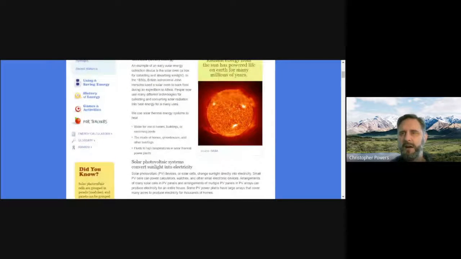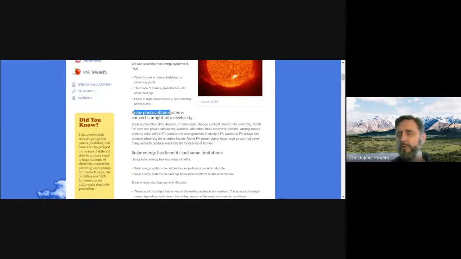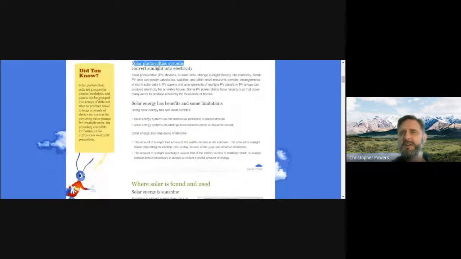Okay, you can go through there, and we use solar thermal energy systems to heat water in homes, buildings, or swimming pools, of course. Inside homes, greenhouses, and other buildings, and to heat fluids to high temperatures in solar thermal power plants. You have the solar photovoltaic systems it talks about. Okay. Solar energy has benefits and some limitations. Okay, so what are the limitations? We know that it can be produced with limited air pollutants or carbon dioxide, and buildings have minimal effect on the environment. So solar energy has some limitations, though.